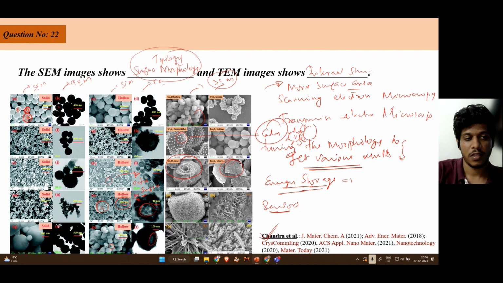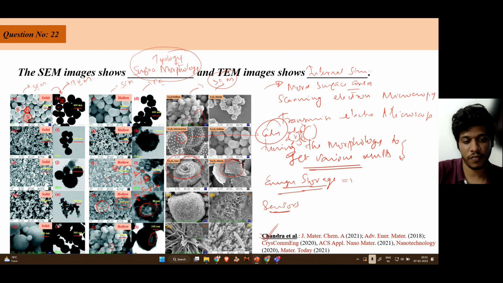For example, see here, these are hard spheres. From outside we can see that they are spheres, but to know how their internal structure is, we can perform a TEM experiment, and we can see the inside is also uniformly filled. Whereas you can go for this kind of structure, where from outside we can see regular hard spheres, but when we look through TEM, we can see that their inside is actually hollow.